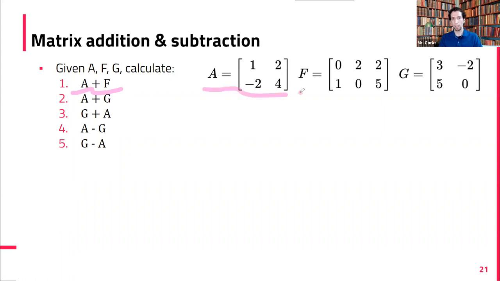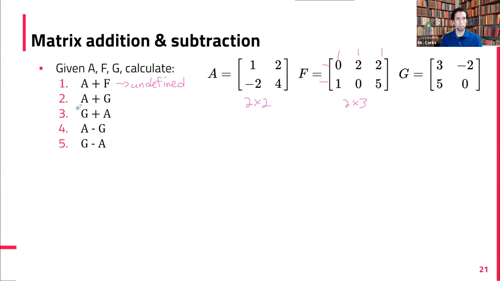So matrix A plus matrix F, is that operation possible? No, it's impossible. Why? Because their dimensions do not match. Okay, so A is a 2 by 2 matrix, F is a 2 by 3 matrix, 2 rows, 3 columns. If the dimensions don't match, we just stop, and this is an undefined operation. Undefined.